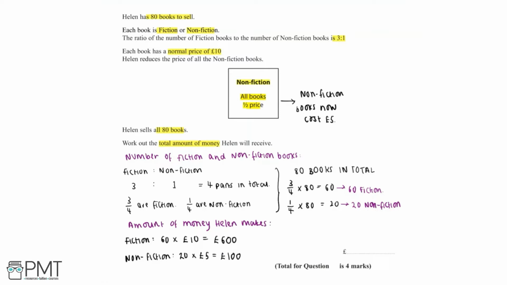And so we can say that the total amount of money that Helen will receive is equal to £600 plus £100, which gives us a total amount of £700.